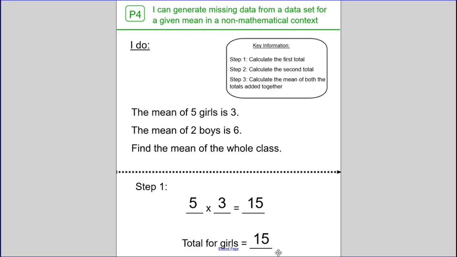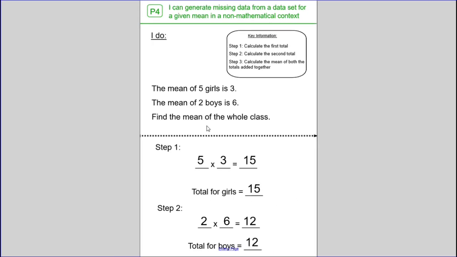Step 2, calculate the second total. We can see that for the boys, we've got a total number of 2 boys and the mean is equal to 6. So we need to do 2 times 6, which is equal to 12. So the total for the boys is equal to 12.